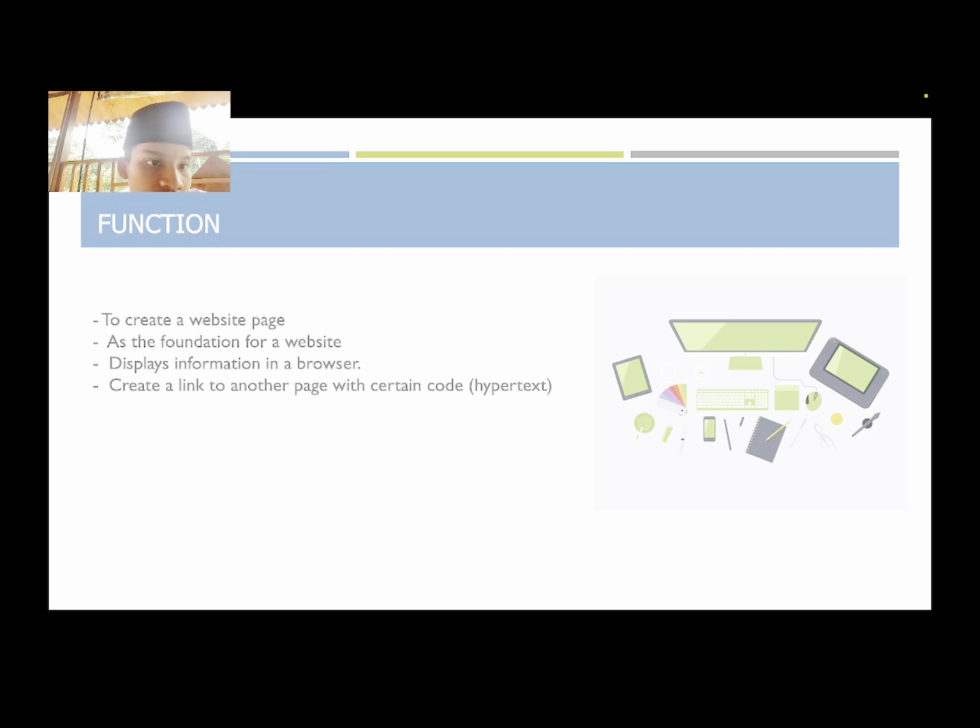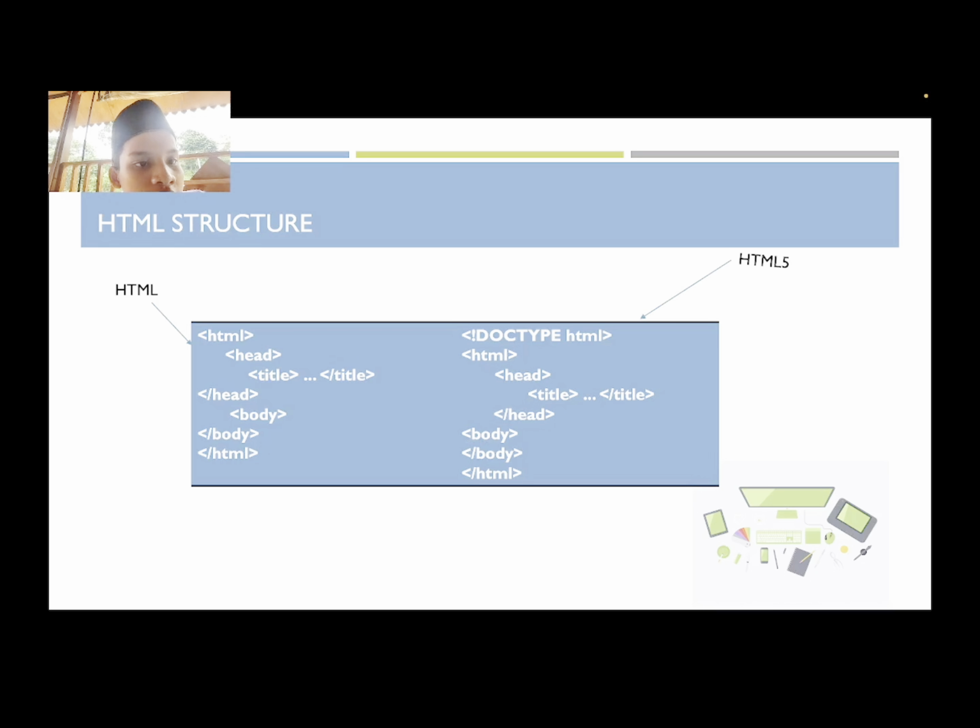So, what is the function of HTML? The function is to create a website page as the foundation for a website, display information in a browser, and create a link to another page with a certain code or hypertext. So, this is the structure of HTML. On my right side is HTML5, the new one. On the left side is the first HTML. The difference is that HTML5 has the doctype HTML.